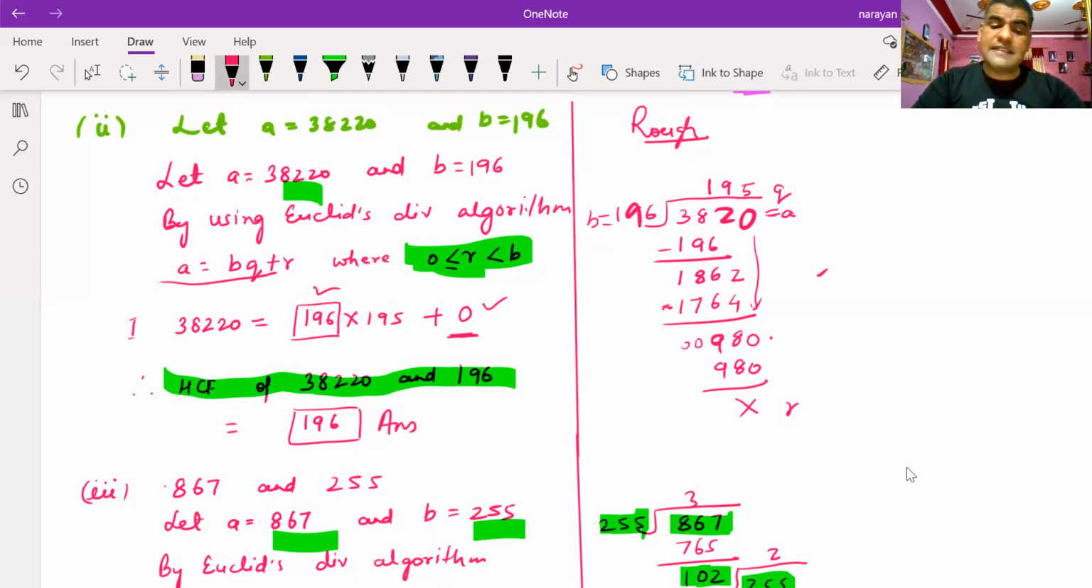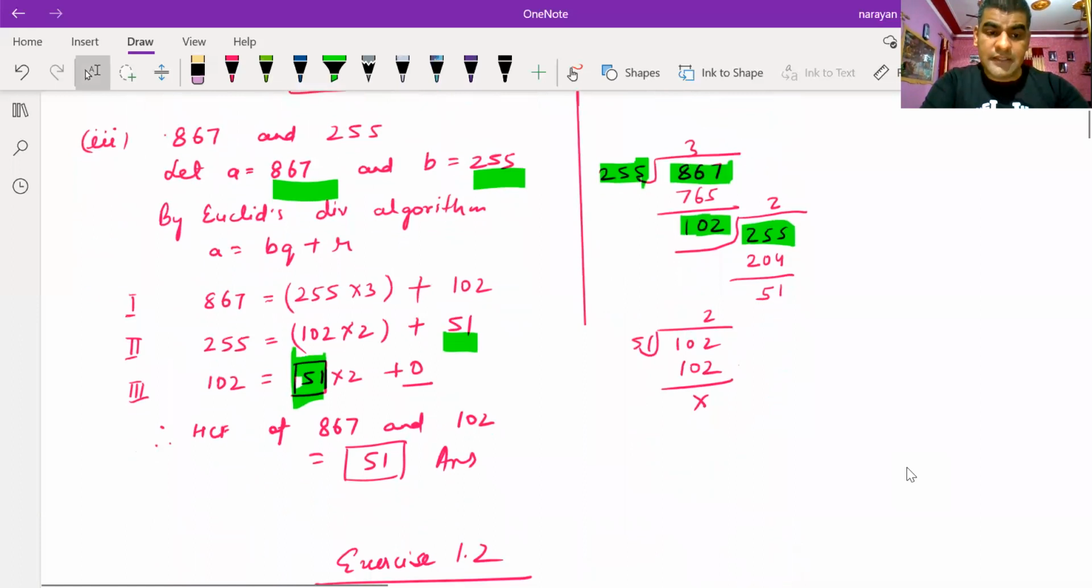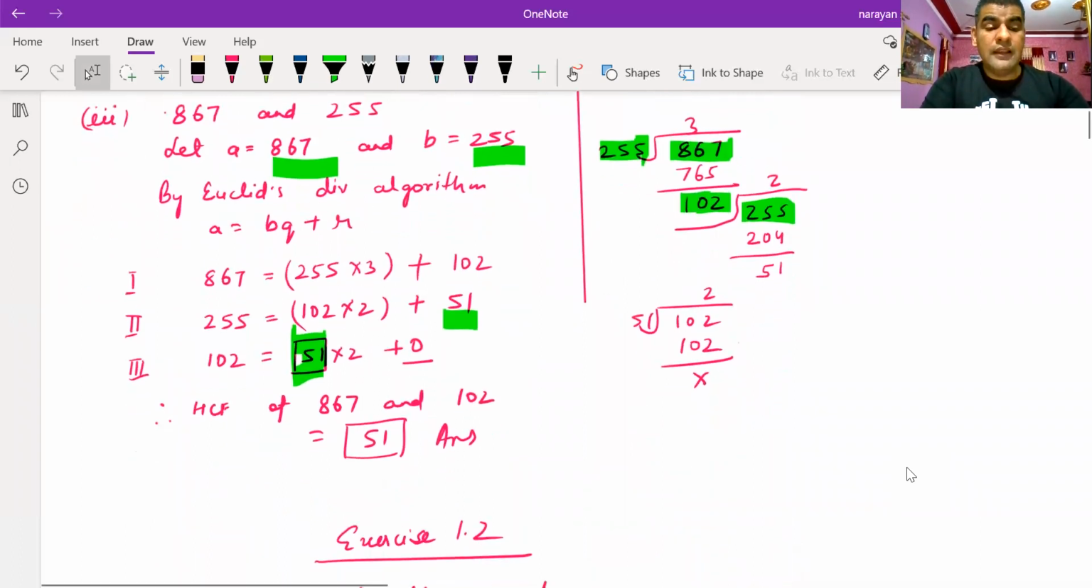So in the first step itself, we have got the remainder 0. So we need not do any other steps. Because we got the 0 in the first step only, the HCF will be the divisor. So the divisor over here is 196. Therefore, HCF of 38,220 and 196 is equal to how much? 196 only.